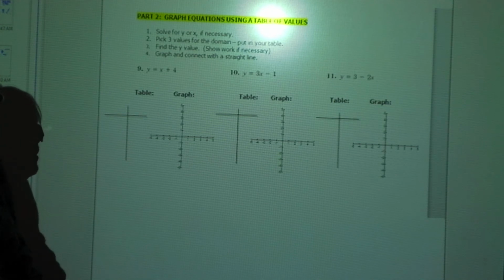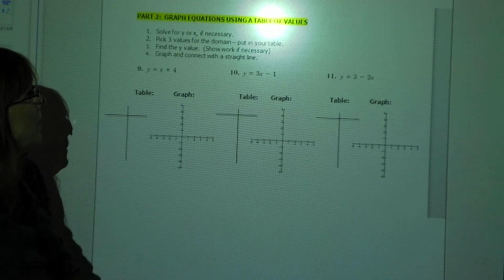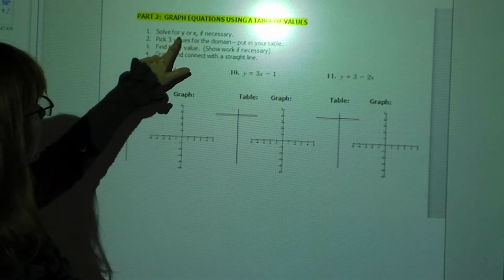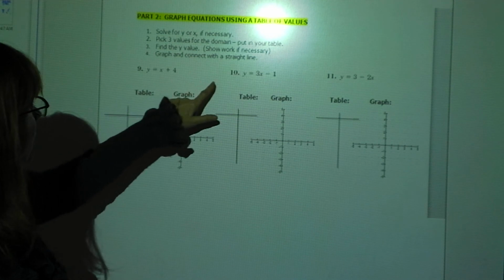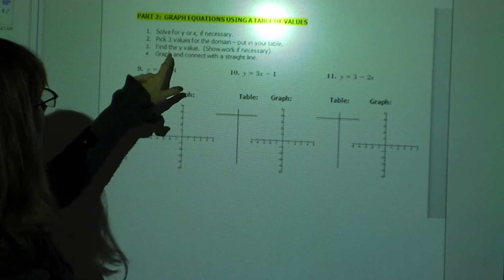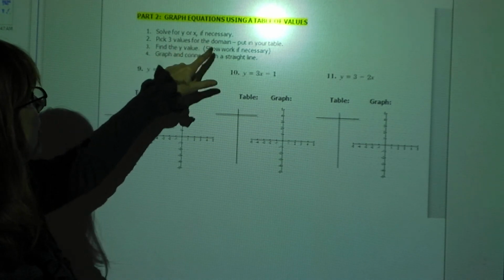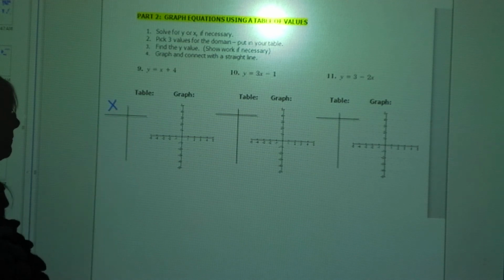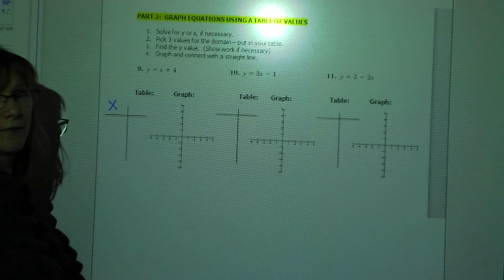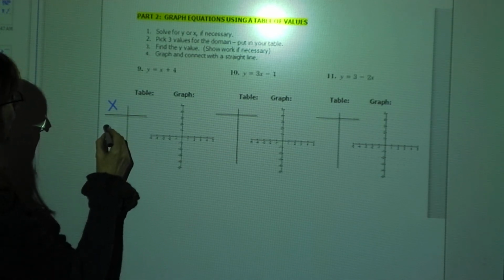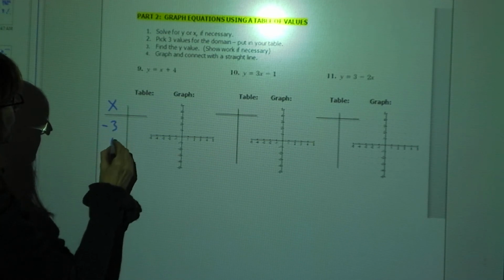So what we want to do here is a review of what we did the other day, where we have equations. We want to make sure that we solve for y. So in each of these, you can see that y is already isolated, so we don't really have to do that first step. So now what we're going to do is pick 3 values for the domain. Domain, remember, are my x values. And you can pick any values you want for x. That's your independent variable, so x can be any value you want. All right, so how about for this one? Let's try -3, 0, and 1.